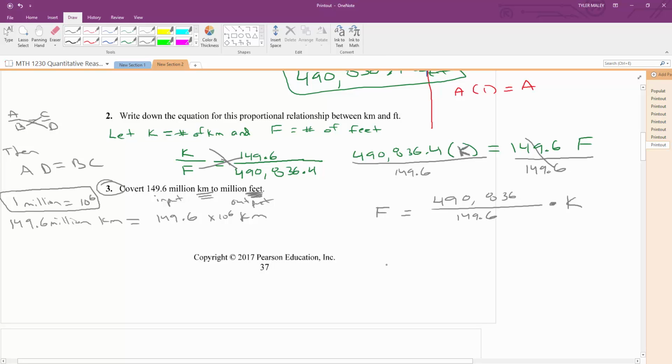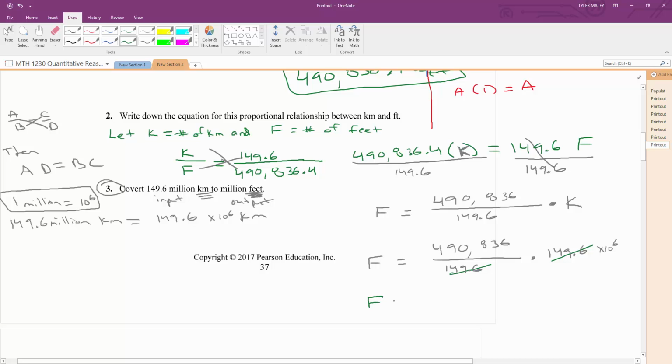So when I plug this in, I could write f equals 490,836 all over 149.6, and I can multiply this times what we were given, so 149.6 times 10 to the 6th kilometers, right? So then when I multiply this out, what happens? Well, the 149.6 cancels out, because 149.6 divided by 149.6 is going to give me 1.